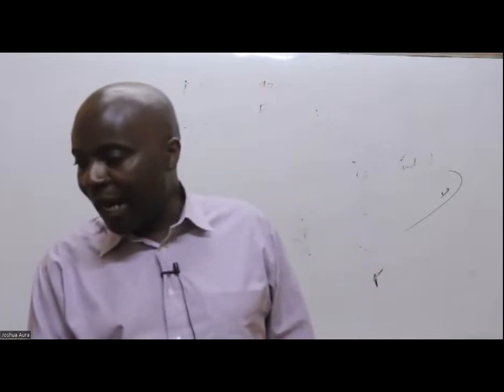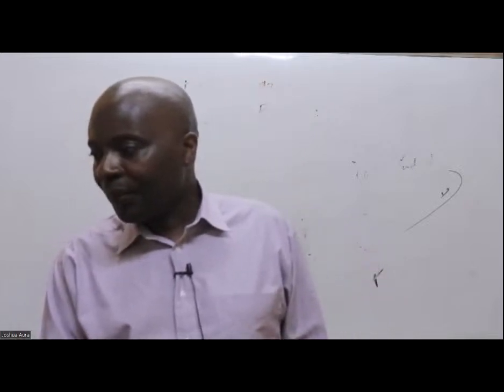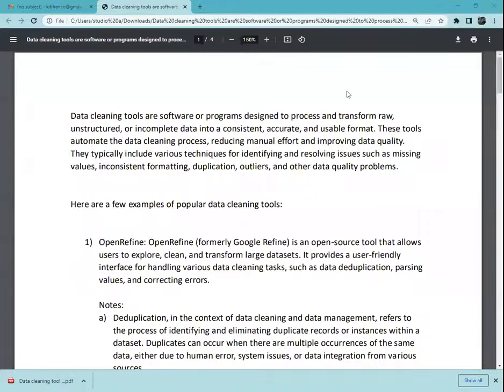I'll share my screen here. We are being told that data cleaning tools are software or programs designed to process and transform raw, unstructured or incomplete data into a consistent, accurate, and usable format. These tools automate the data cleaning process, reducing manual effort.